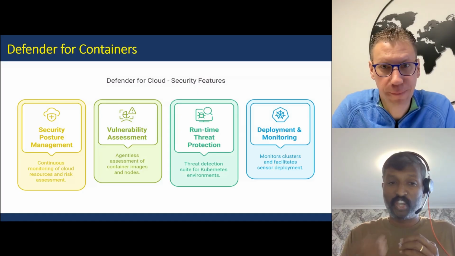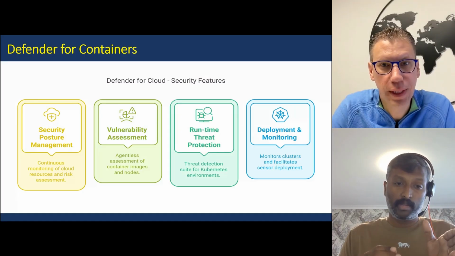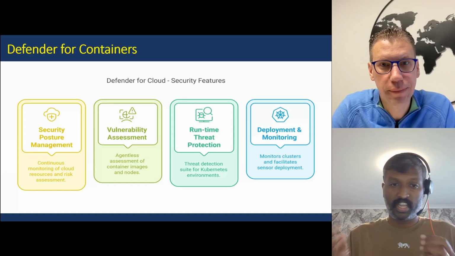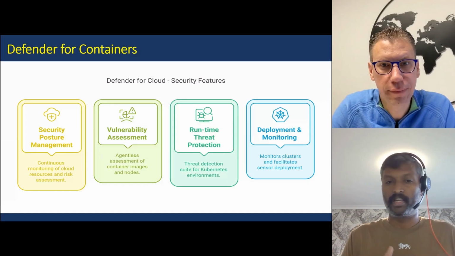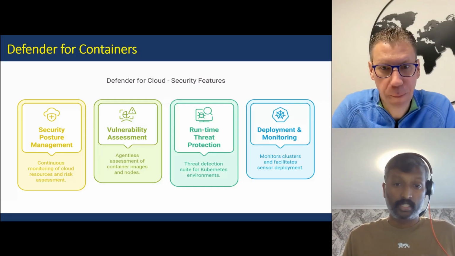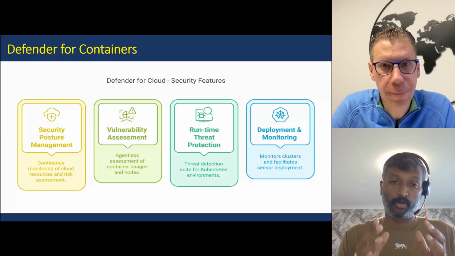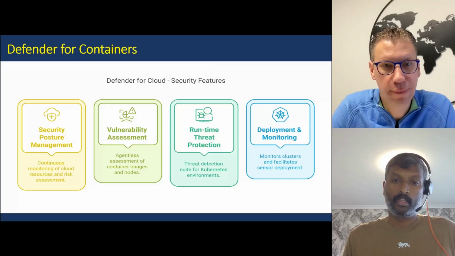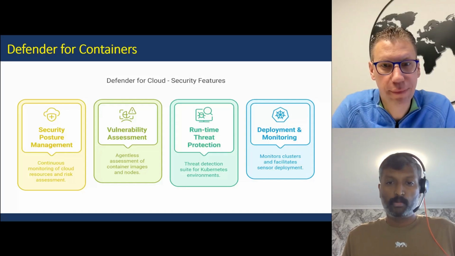And if there's any change between your initial image and someone has changed your code or some kind of libraries, then you'll get a trigger. It's called binary drift. So that's what runtime threat protection gives you for the most part. And deployment monitoring, making sure all the clusters are facilitated and it has a sensor deployment which provides all the required information for the Defender for Endpoint API.